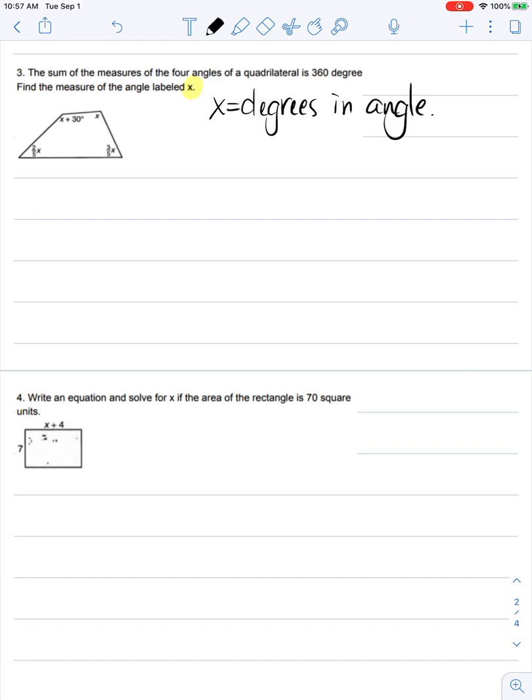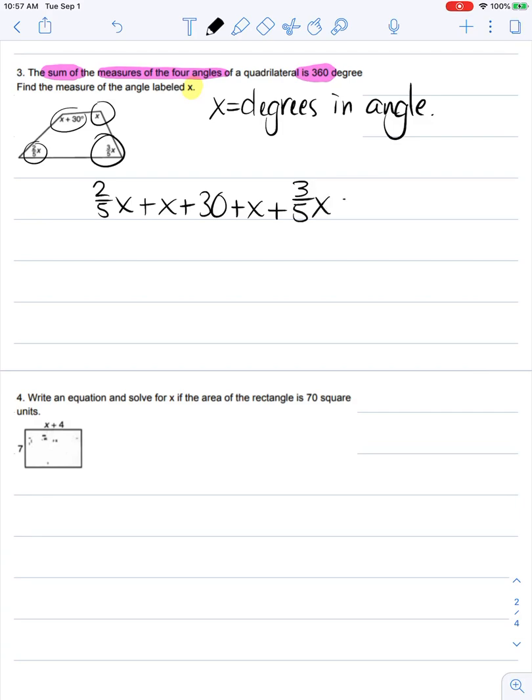So next I'm going to write an equation. It says the sum of the measures of the 4 angles is 360 degrees. So I'm going to add all of these angles. I've got 2/5 x plus x plus 30 plus x plus 3/5 x equals 360 degrees.